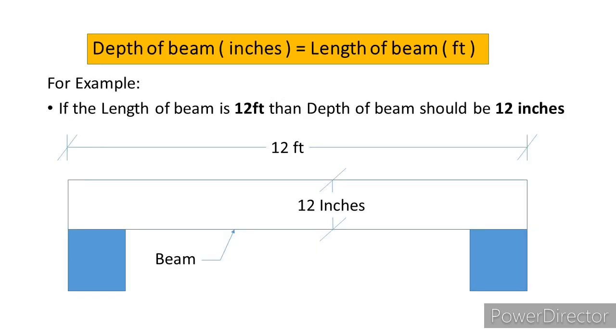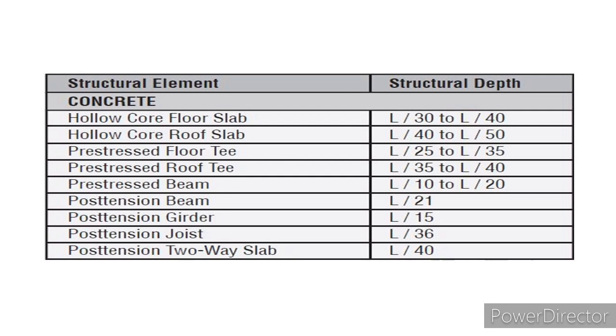Depth of the beam in inches is equal to the length of the beam in feet. For example, if the length of the beam is 12 feet, then the depth of the beam should be 12 inches. I am showing you some assumptions.